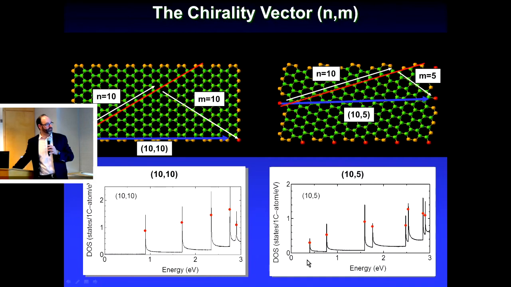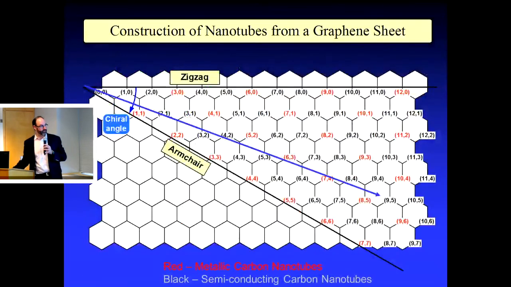It also has these Van Hove singularities, and you notice this 10-5 tube is a semiconductor. It has a band gap, and these Van Hove singularities dominate the optical, chemical, electronic properties of these materials. They're very distinct, and you can see here there's almost a new periodic table of materials. So when we talk about carbon nanotubes, we have to remember there's a huge diversity of electronic structure here.